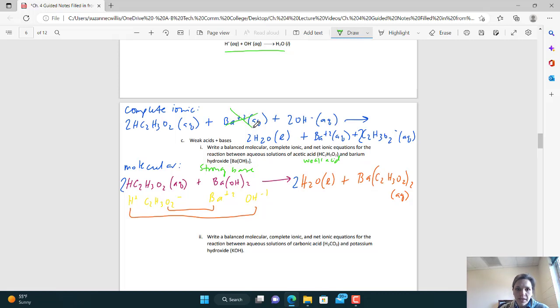Then let's just X out whoever's spectator. I believe it's just barium. So what I'm going to tell you is what's left here is the net ionic. Because all the things that are left are the ones that are actually having some change. So what remains is the net ionic. Okay, and we'll do one more like this.